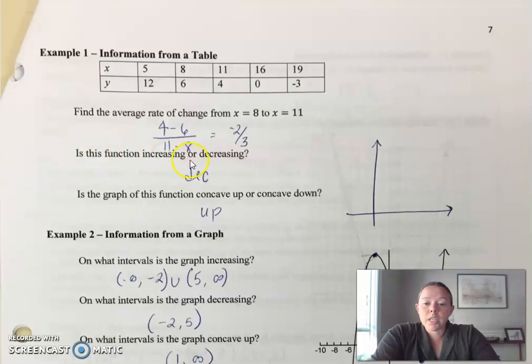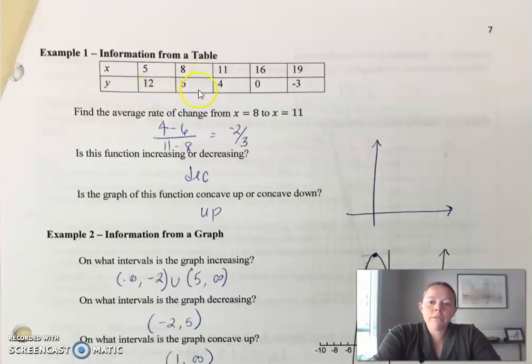Is this function increasing or decreasing? Well, look at your values. You go from 12 to 6 to 4 to 0 to negative 3. It looks to me like it's decreasing. Is the graph of this function concave up or concave down? So you have a couple options. The best thing to do with this section is probably to plot the data, and it looks like that's what I started to do. But you could also look to see how drastically it's dropping.